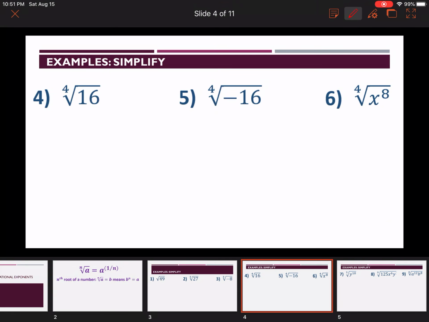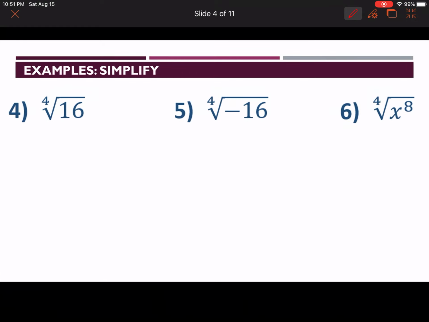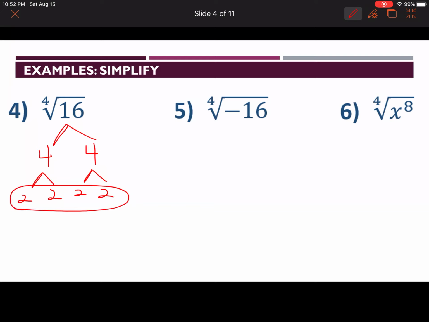Okay, so let's look at number 4. The index changed to 4. So that means that I'm looking for a group of 4. 4 of the same number that I can multiply to get 16. So we know 16 is 4 times 4. But 4 has a factor of 2. Okay, so there's actually 4 2's. So the fourth root of 16 is 2.